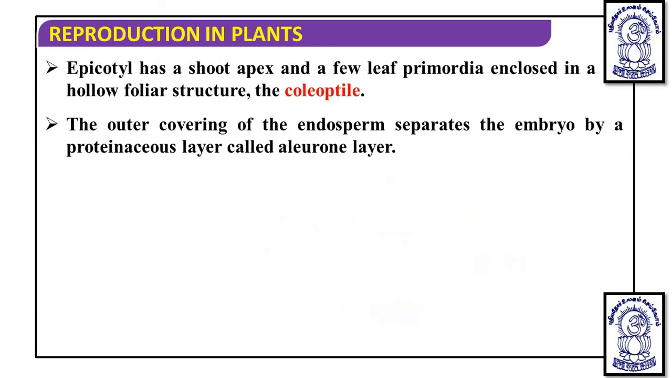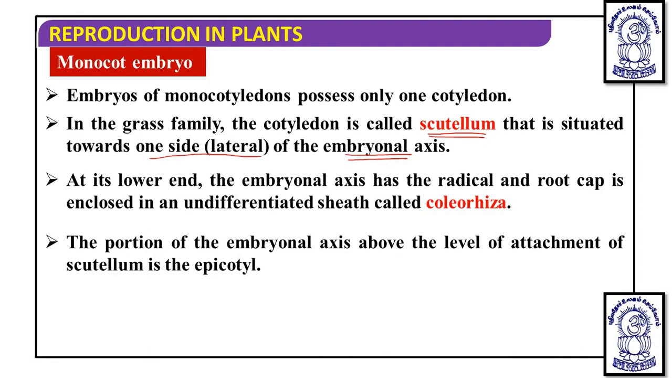Now, before understanding this, we should read this statement again, so the monocot embryo will be defined perfectly. Dear student, as we have seen in the diagram of this monocot embryo, it possesses one cotyledon, that is the scutellum, on the lateral side of the embryonal axis. At the lower end, as we have just seen in the diagram, the embryonal axis has the radicle and root cap, enclosed in an undifferentiated sheath called the coleorhiza. We have also seen the portion of the embryonal axis above the level of attachment of the scutellum, and we called it the epicotyl.